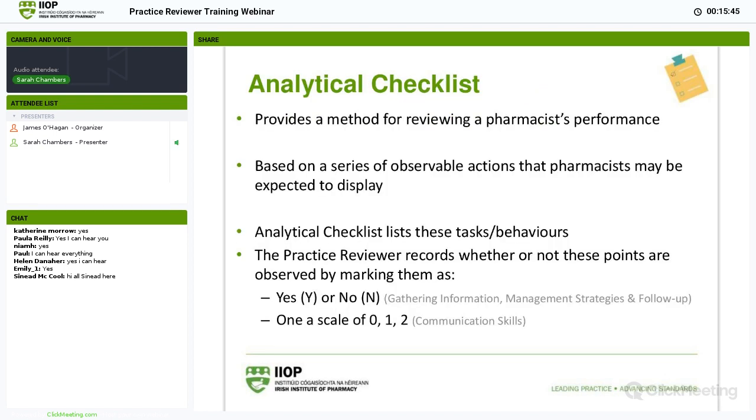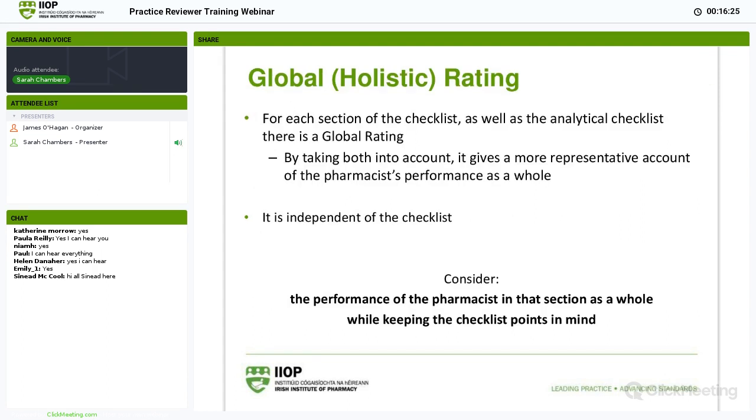So let's remind ourselves, what is the analytical checklist? It provides a method for reviewing a pharmacist's performance objectively. It's based on a series of observable actions that pharmacists may be expected to display. The analytical checklist lists these tasks and behaviours, and then you, the practice reviewer, will record whether or not these points are observed by marking them as yes or no for the top 2 competencies, gathering information and management strategies, or on a scale of 0, 1, 2 for communication skills. So that's what the analytical checklist is.